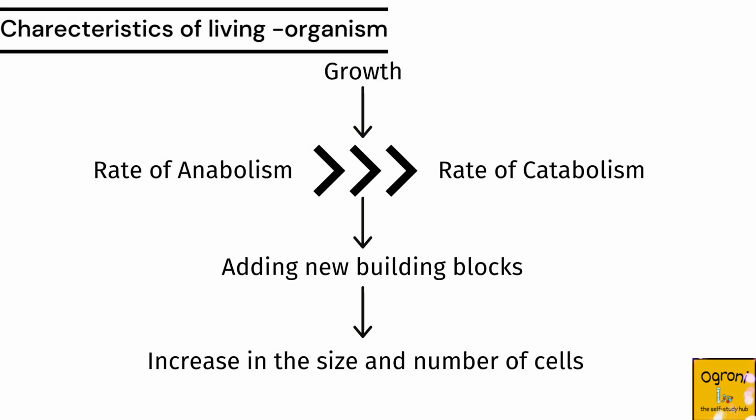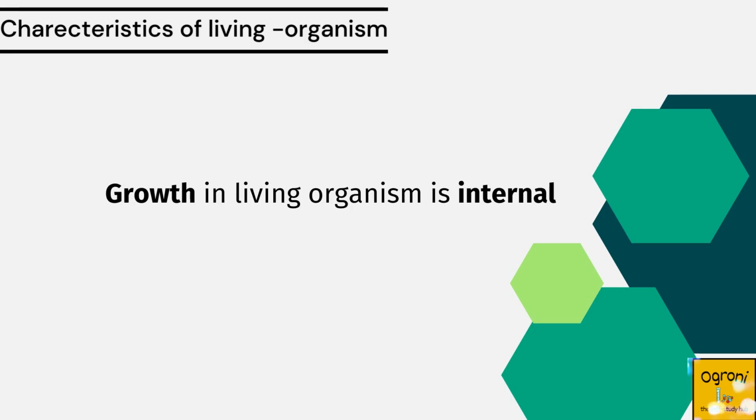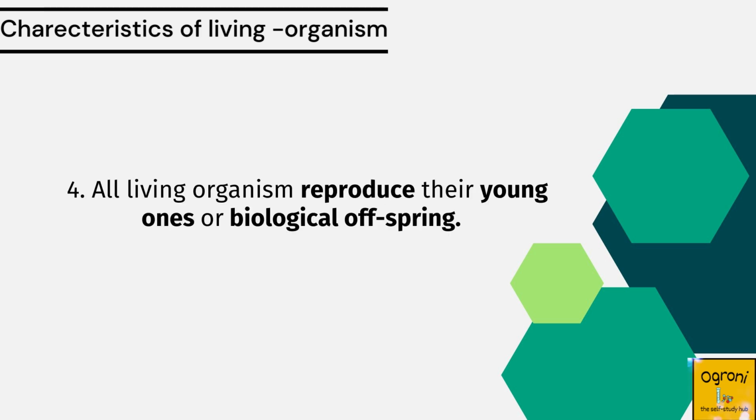Growth in a living organism takes place when the rate of anabolism is more than the rate of catabolism and new building blocks are added to the living organism, which leads to the increase in size and number of cells. Therefore, the growth of a living organism is internal.